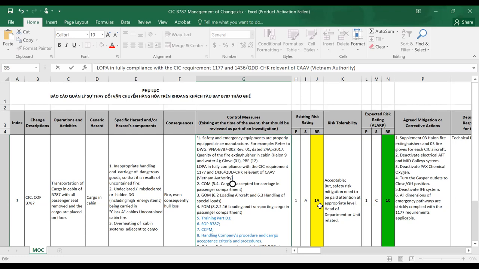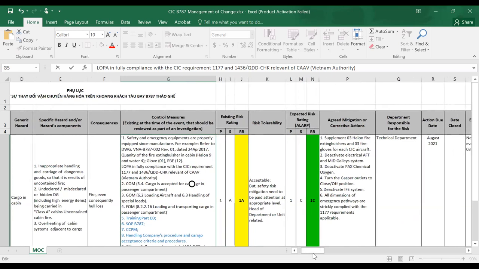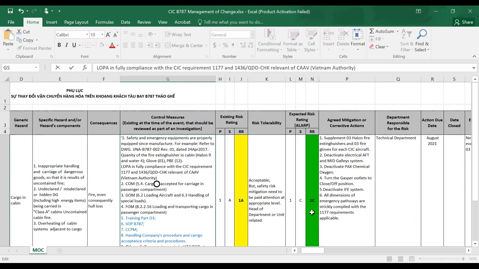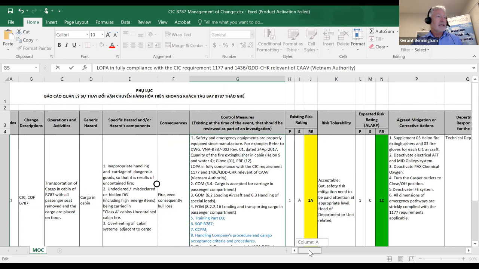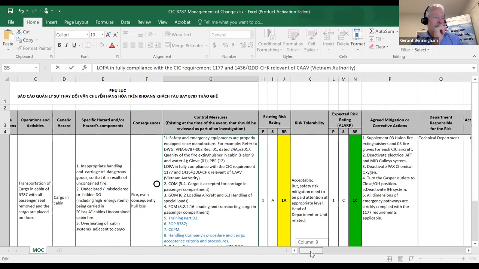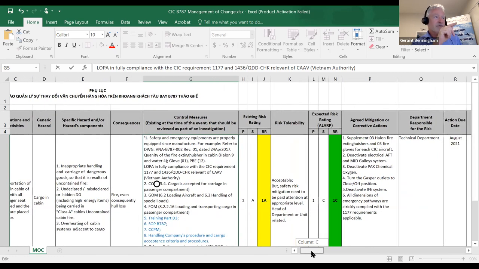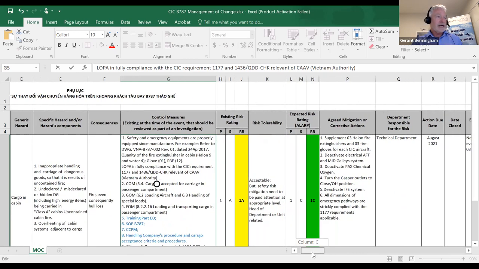I was just trying to imagine, 1A is yellow. And what is green? Okay, so one is the lowest probability and A is the highest consequence? Yeah. Okay. You've got the expected risk rating ALARP, as low as reasonably practicable. Can I ask what that is meant to mean?